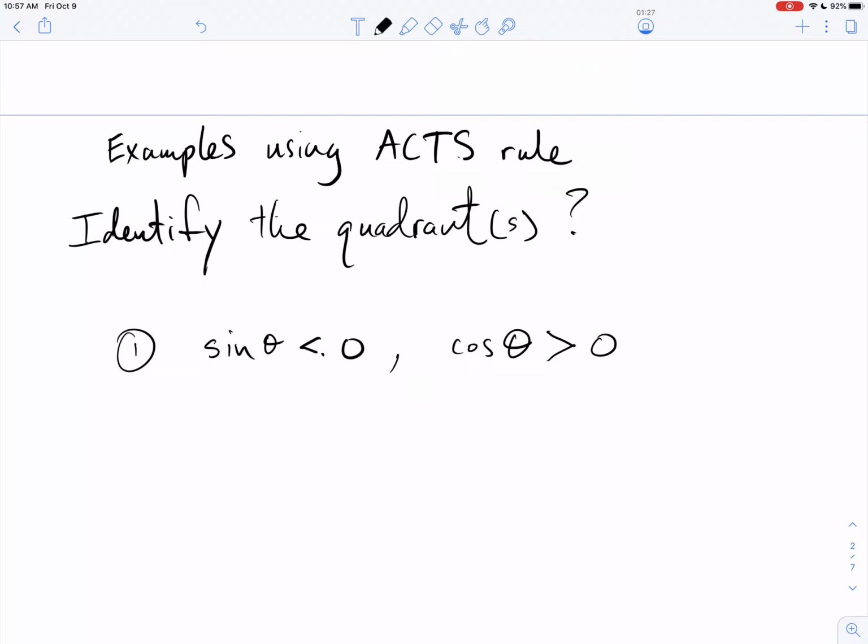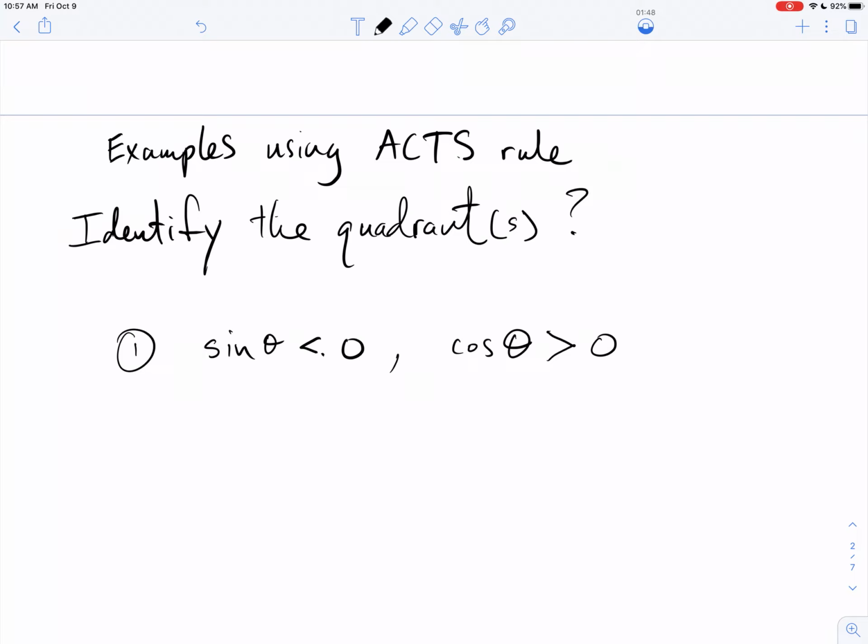So it says, examples using the AX rule, identify the quadrants. Well, it could be quadrant or quadrants, because sometimes you could have an answer that works in more than one spot. So it could be like, hey, that's true about quadrant 1, or that's true about quadrant 2. Or that's true about both quadrants.